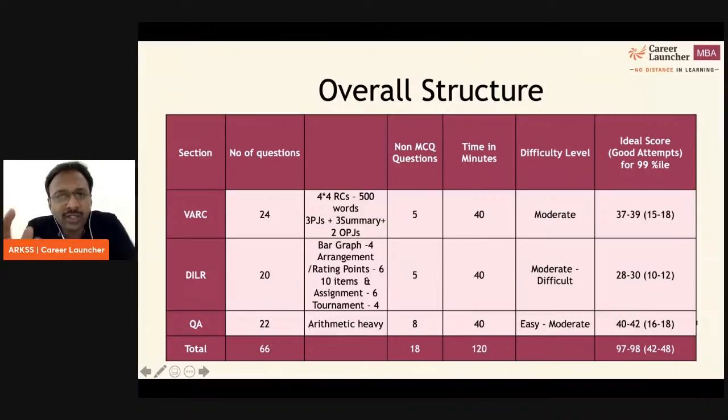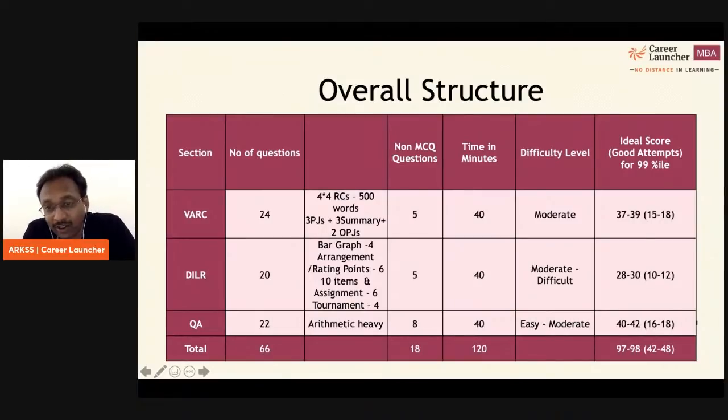Those 4 questions, similar to what happened in slot 1 with a bar chart, were very much doable. Even the tournament set, I don't know how many of you have done it, those of you who have written slot 2. The tournament was also not very difficult according to GP and Shivku, who have just written the exam, and also some of the students. However, the rating points and the assignment, the 10 items and assignment, was not very easy, or at least it was time consuming.